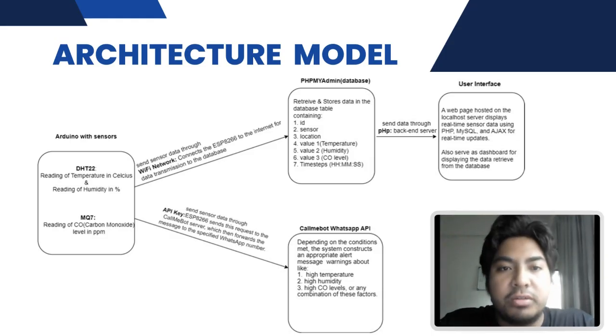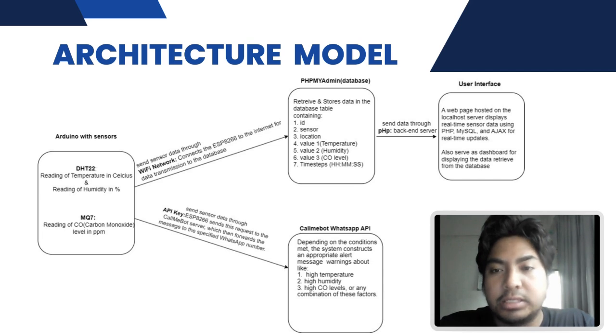Okay, so moving on to the architecture model. As you can see from the diagram below, this is my project architecture model, where we use Arduino with sensors, specifically the DHT22 and MQ7. The DHT22 reads temperature and humidity, and the MQ7 reads the carbon monoxide. With this Arduino sensor setup, we also have phpMyAdmin, which will be our database and also the user interface, and we have the callMeBot WhatsApp API.